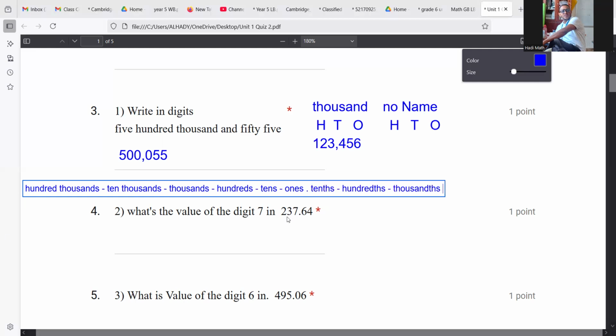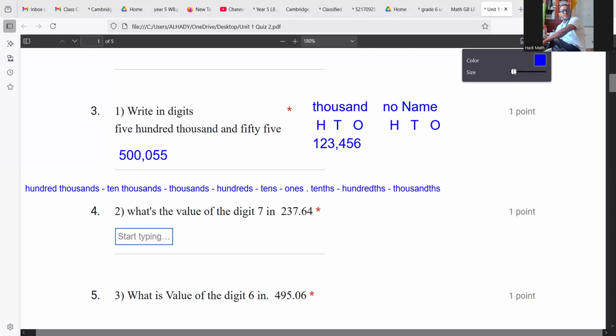When they ask you the place value of the 7, this is the decimal point here. The first digit here is what? It is ones. So what is the value of the digit 7? It is 7 ones. Or you could say just 7. The best answer is to say 7 ones.